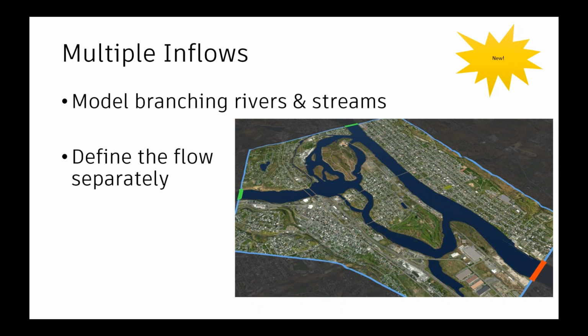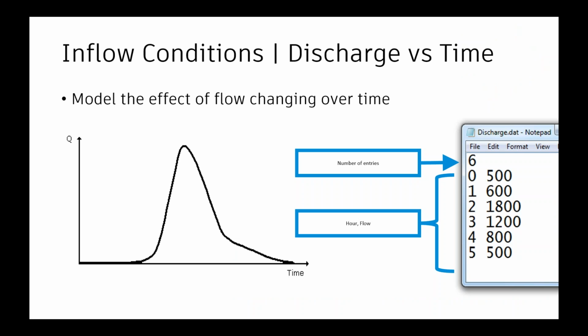These are both two fairly equally sized rivers, so you couldn't easily model this with one inflow area. So a new feature in the coming release is to be able to define multiple inflow areas. So we can define them separately by clicking on our boundary, and then provide different inflow conditions for each of those. Also, in my simple example, I just showed a fixed flow rate, but what we can also use or import is a hydrograph or discharge versus time file that will vary the flow over time.